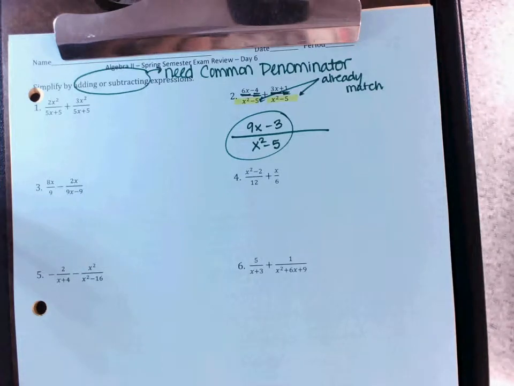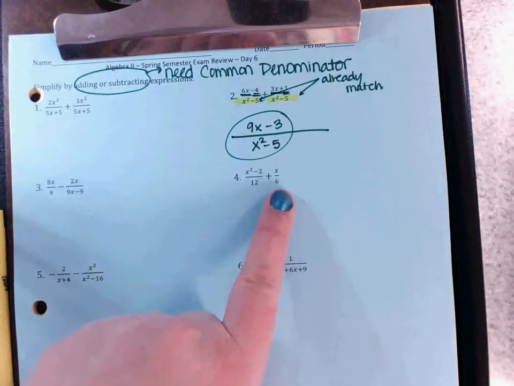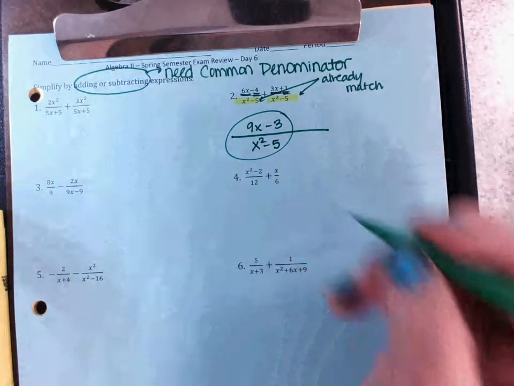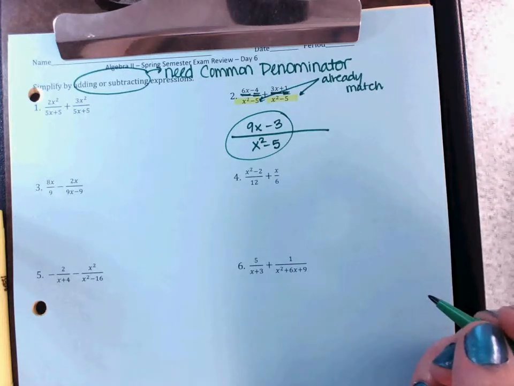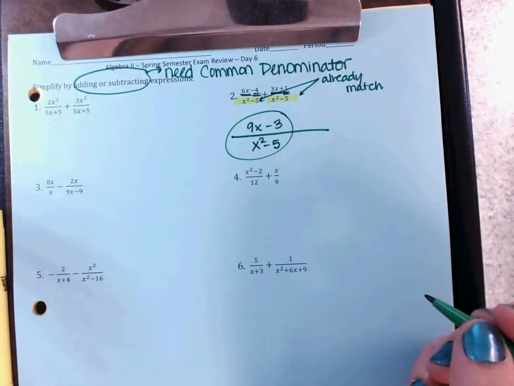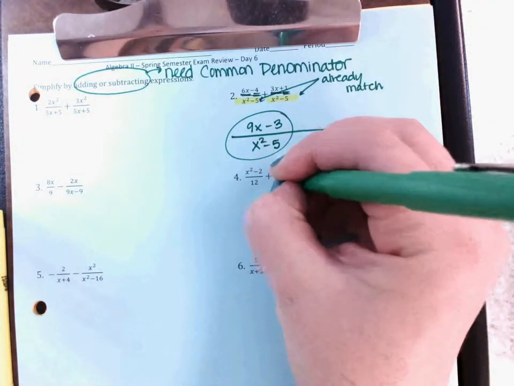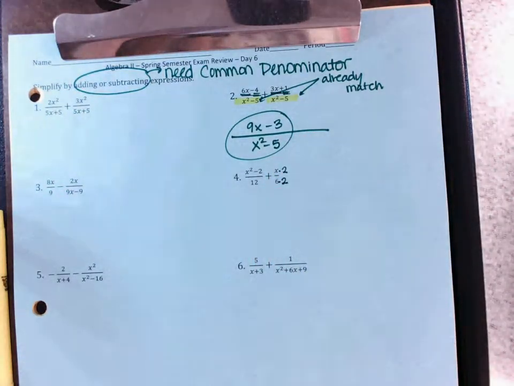Okay? All right, jump down for me to number 4. Do the bottoms match? No, but I need them to match. So what can I times my 6 fraction by to make it match my 12 fraction? 2. Now when you times by 2 though, you have to do it on top and on bottom. You can't just do it on one part of the fraction. So I'm going to times by 2 here and here.